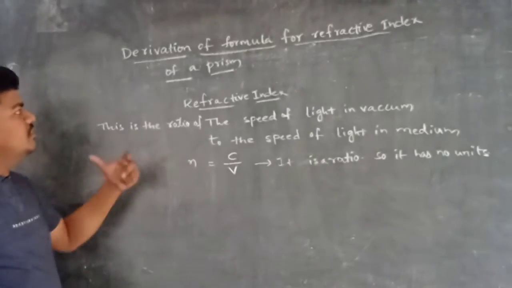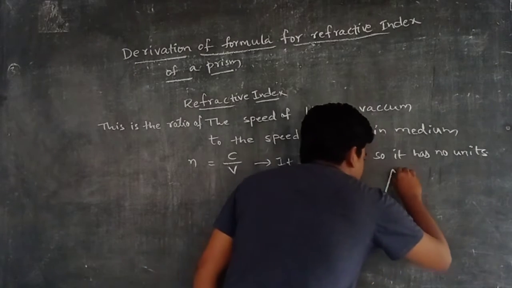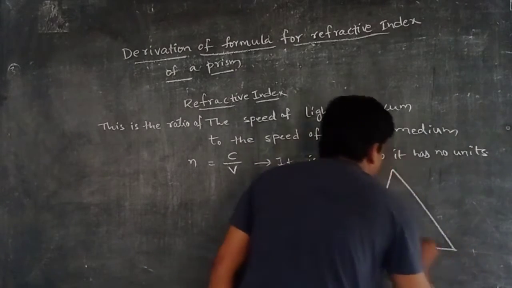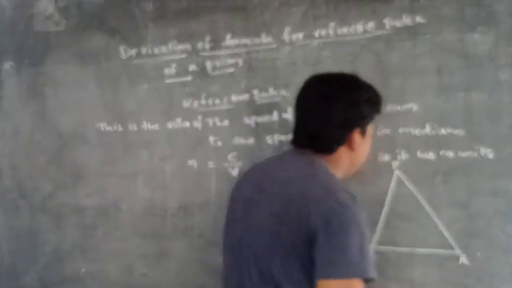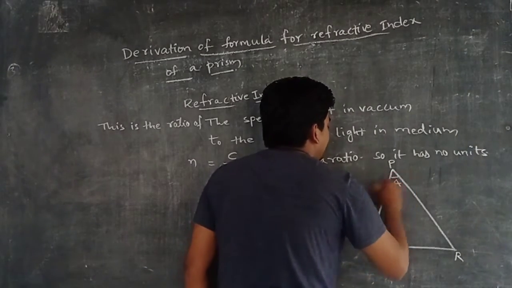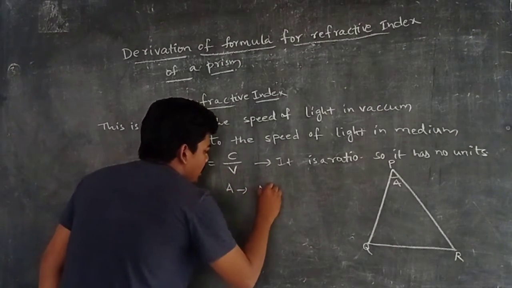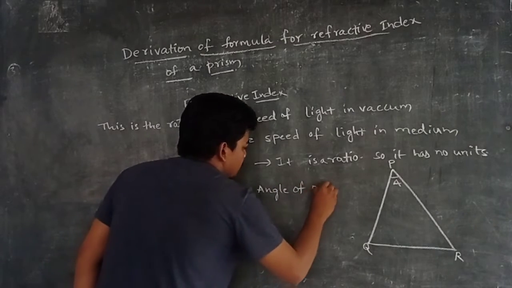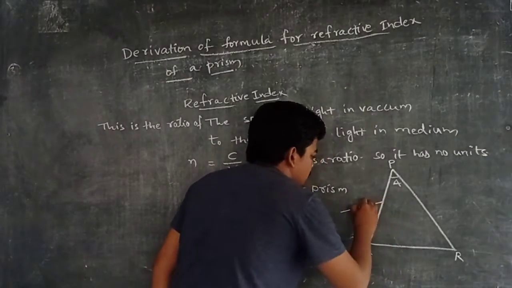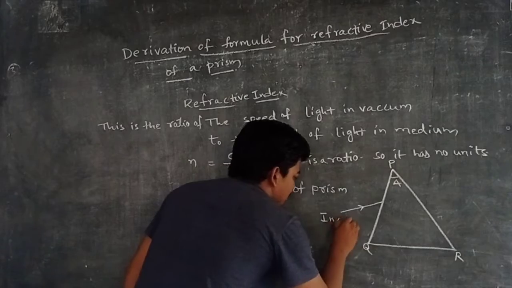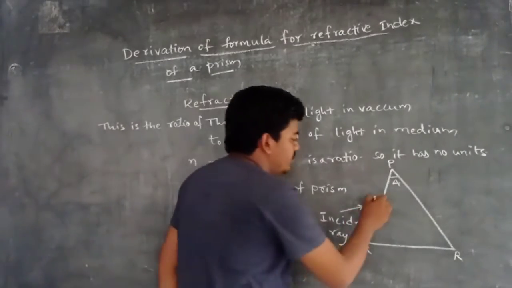How to find the refractive index of a prism? For example, I am taking a prism like this, naming it PQR. PQR is a prism having an angle here, capital A. Capital A is the angle of the prism. When a light ray passes from this surface, this is said to be an incident ray. It gets refracted with respect to its first surface.